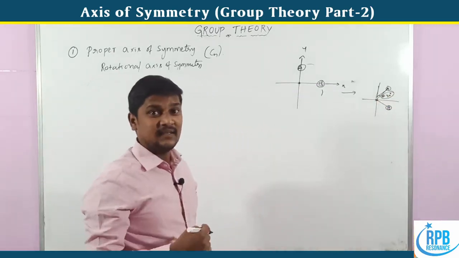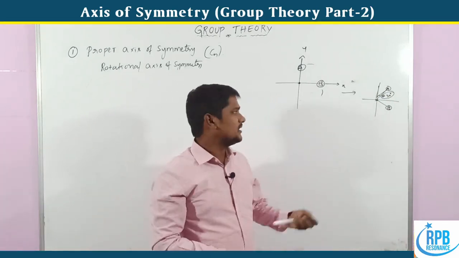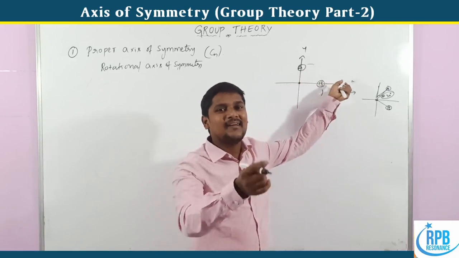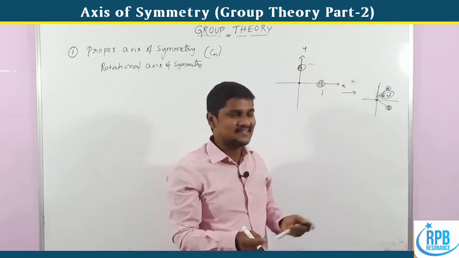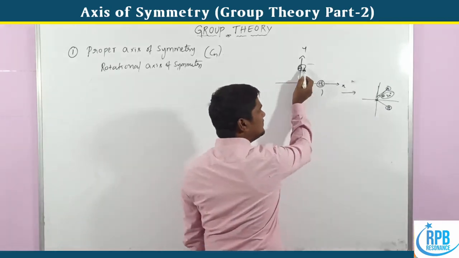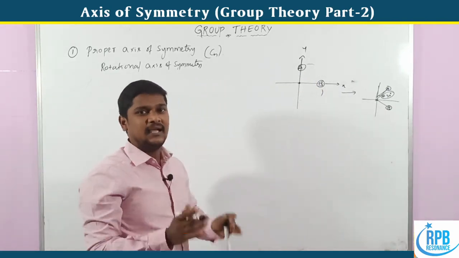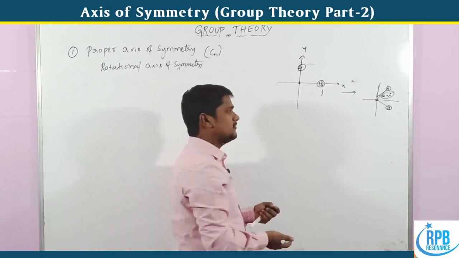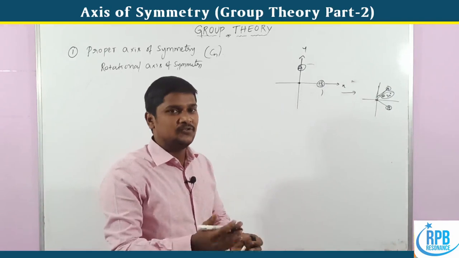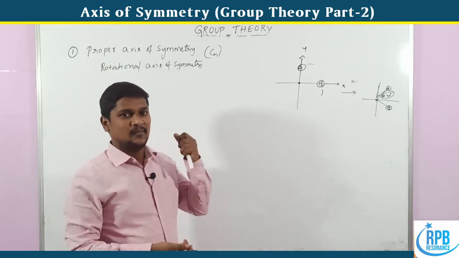Whether that 30 degrees of rotation produces an equivalent configuration or not, that is the major thing. Here 30 degrees of rotation cannot replace the similar kind of atoms' original positions. But when A replaces the B position and B replaces the A position, that is the time it gives the equivalent configuration. These equivalent configurations are produced by some order of rotation. That rotation is called the proper axis of symmetry.